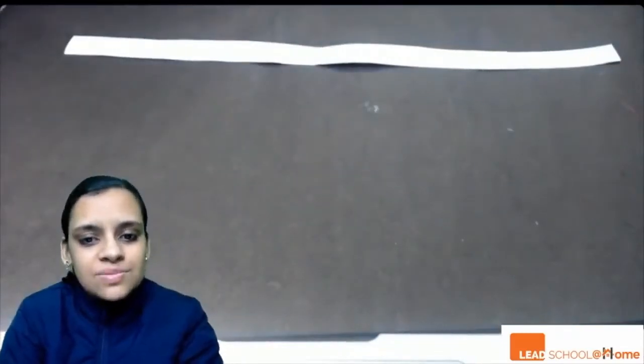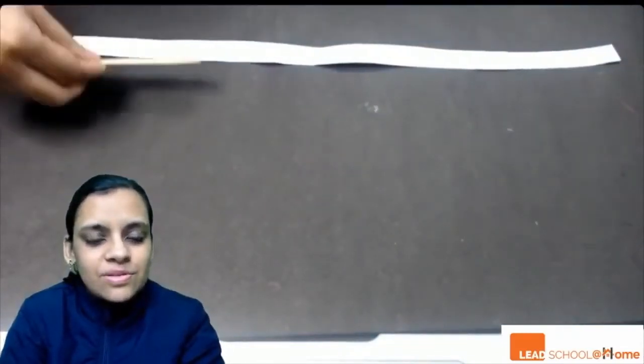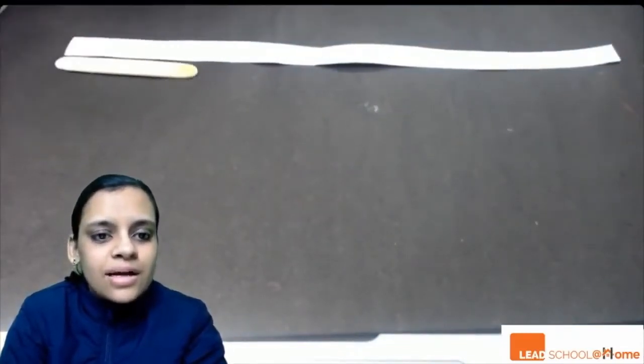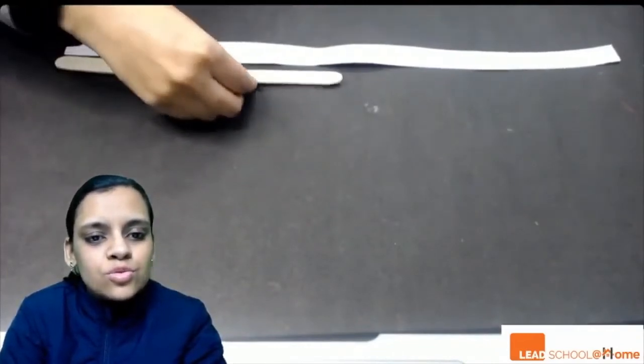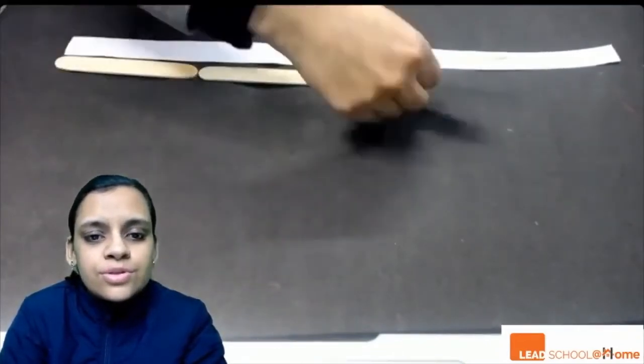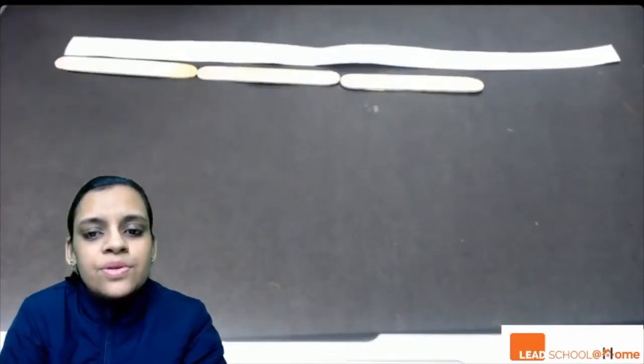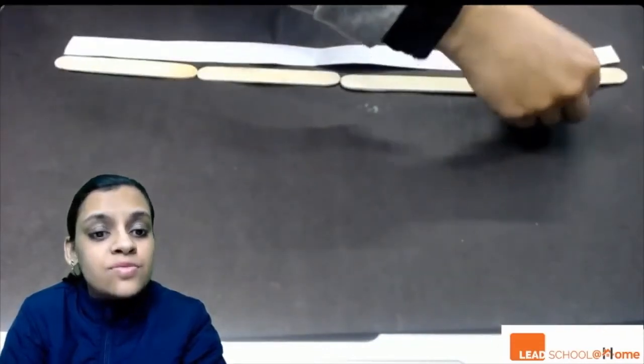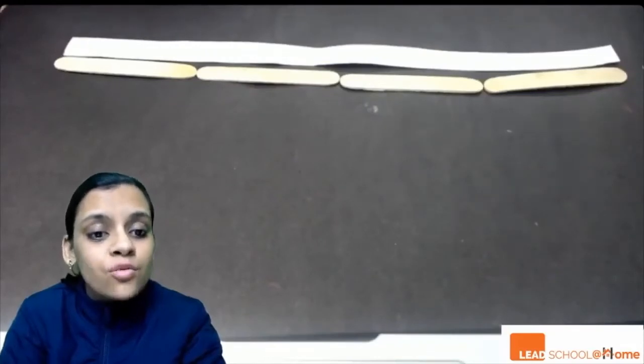Now let's measure this one. 1, 2, 3, 4. So this is 4 ice cream sticks long. The ice cream sticks should not overlap. So this is 4 ice cream sticks long.